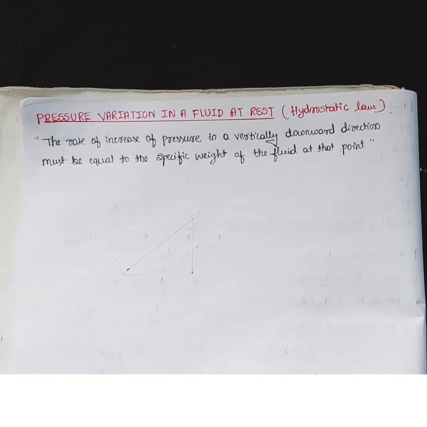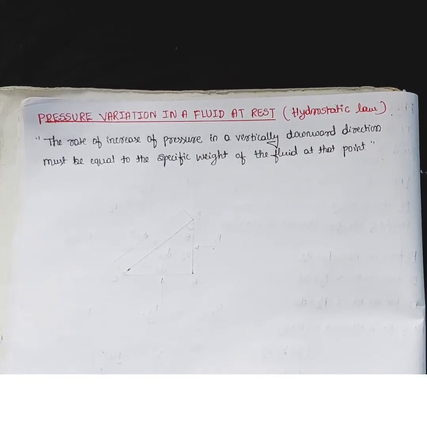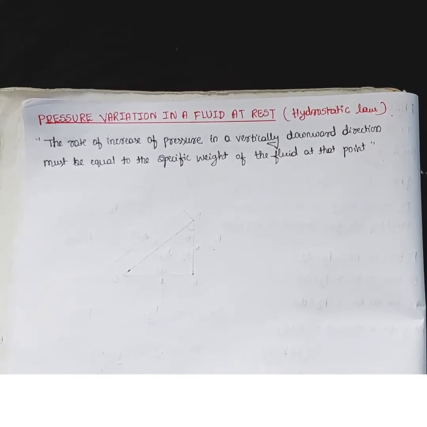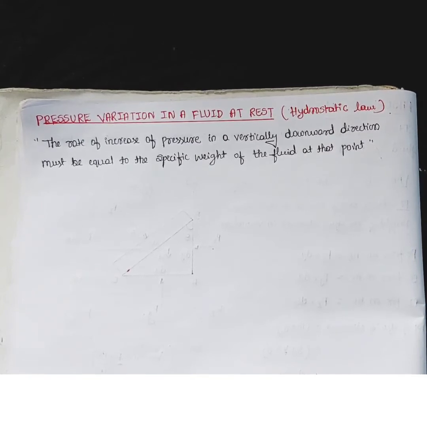Hello everyone. Today we are going to discuss one more concept in pressure and its measurement. That is pressure variation in a fluid at rest, also called the hydrostatic law. How the pressure is going to vary when we move in a downward direction will be given by this particular law, called the hydrostatic law. According to this law, the rate of increase of pressure in a vertically downward direction must be equal to the specific weight of the fluid at that point.